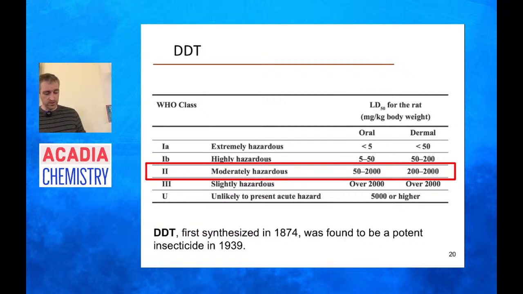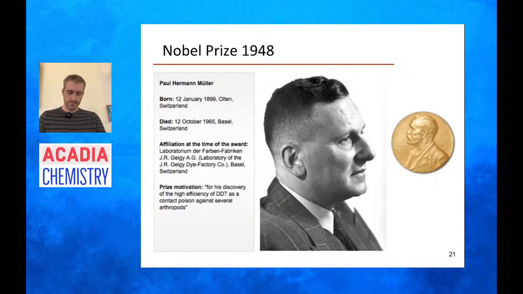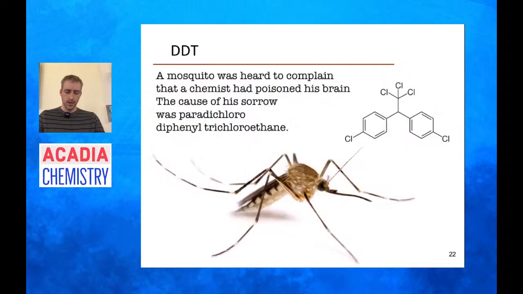Its toxicity was moderate as well. It was in the same camp as those other ones that we had talked about. You had to respect it, I guess, but it wasn't something you feared in terms of its acute toxicity. The Nobel Prize in 1948 went to Paul Mueller for his discovery that DDT was a very potent insecticide.